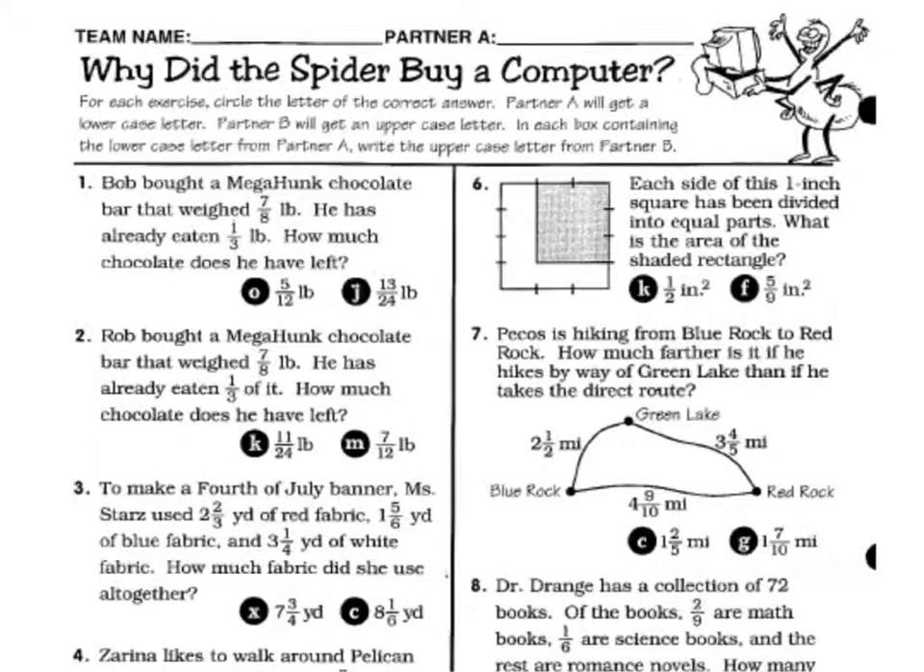Bob bought a Mega Hunt chocolate bar that weighed 7/8 of a pound. He has already eaten 1/3 of a pound. How much chocolate does he have left? Well, that is actually a subtraction problem. So we're going to have 7/8 take away 1/3. So pause the video, please, and answer that.